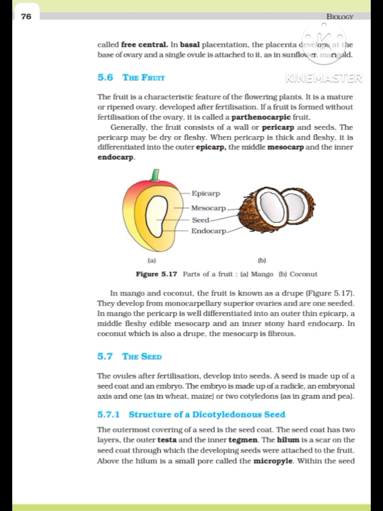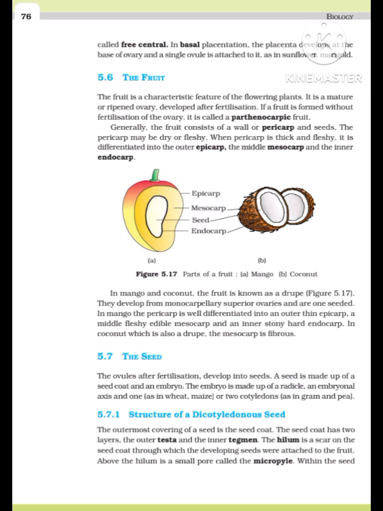They develop from monocarpellary superior ovaries and are one-seeded. In mango, the pericarp is well differentiated into an outer thin epicarp, a middle fleshy edible mesocarp and an inner stony hard endocarp. In coconut, which is also a drupe, the mesocarp is fibrous.